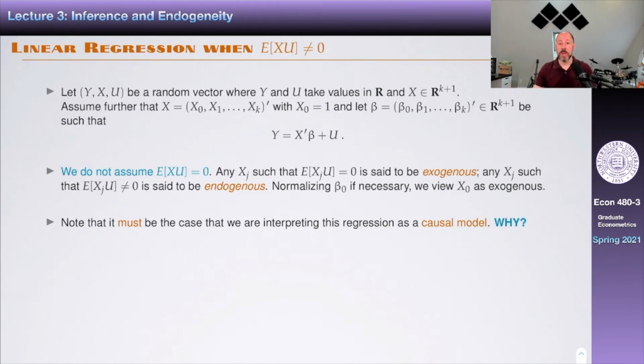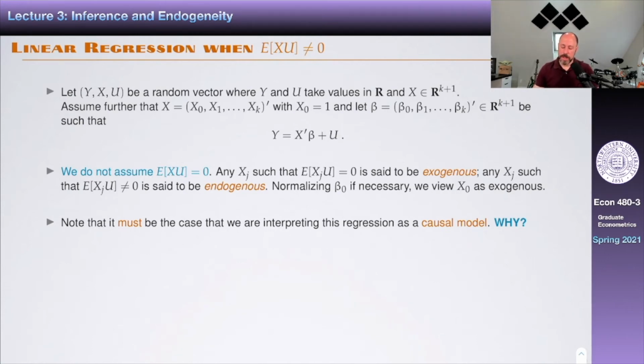Now, as opposed to what we have been doing up until now, we are not going to assume that the expected value of xu is 0. And so we're going to introduce this terminology that I assume you're familiar with: any xj such that the expected value of xj u is 0 is said to be exogenous, and any xj such that the expected value of xj u is not 0 is said to be endogenous. We're always going to normalize beta 0 to view x0 as exogenous, which means we're always assuming the expected value of u is 0.